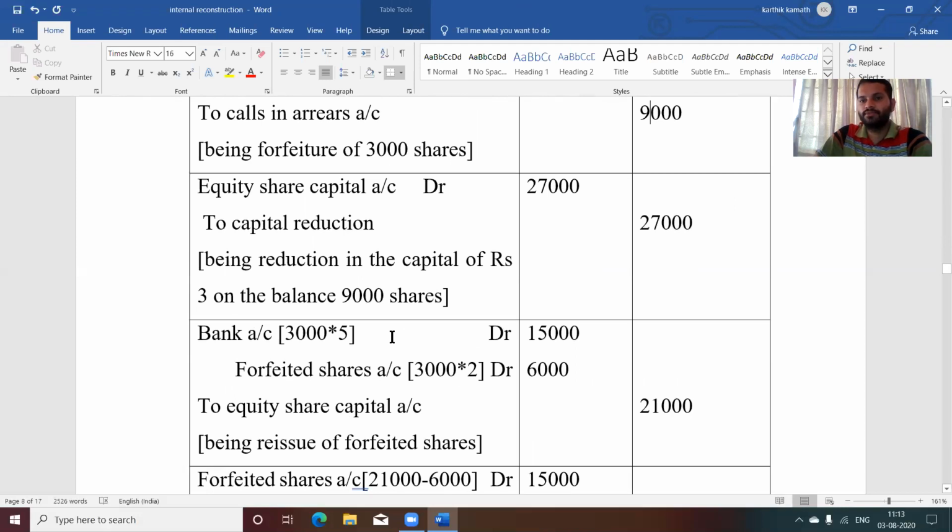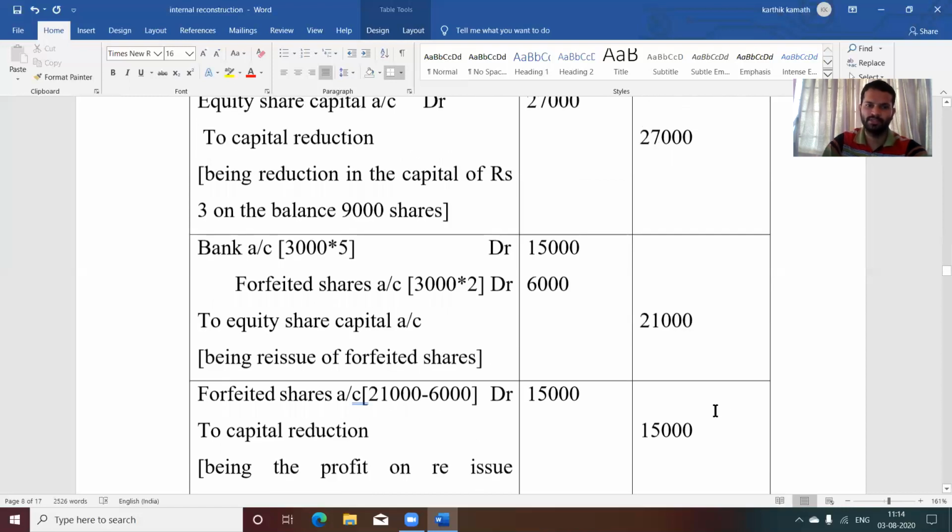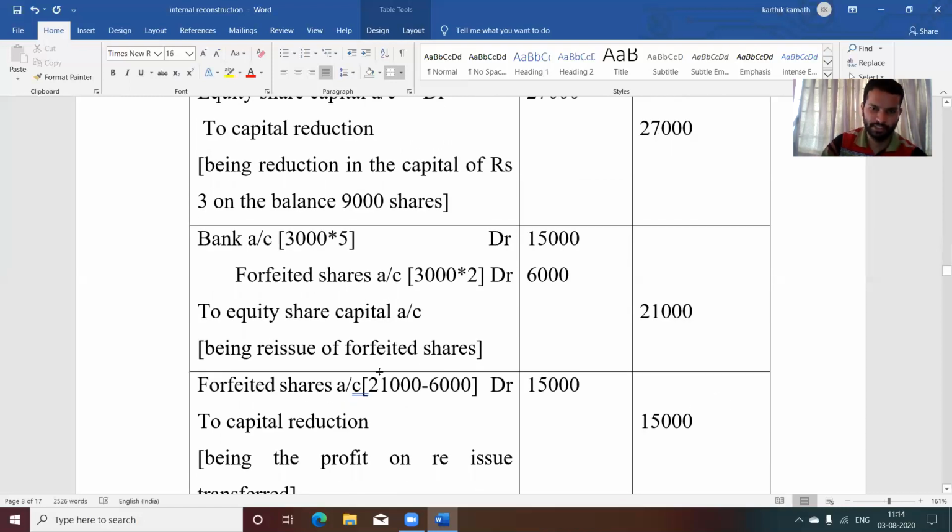Whenever there is a reissue of shares, the forfeited shares account is debited. So now, forfeited shares account debited. Here, reissue at discount, so bank account debit: 3,000 shares are issued at 5 each. So 3,000 into 5, that is 15,000. Then forfeited shares account debit, that is 3,000 into 2, 6,000. That is the discounted value, 7 minus 5, 2. To equity share capital account, total 21,000, being reissue of forfeited shares.